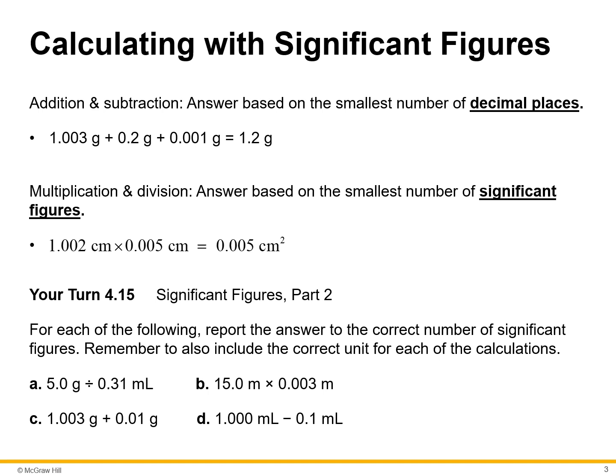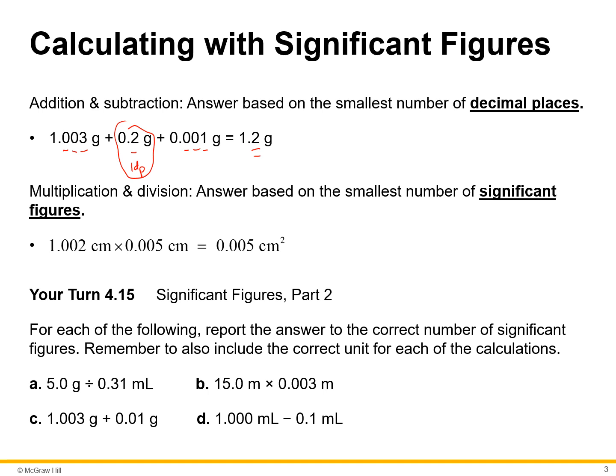This one has 1, 2, 3 decimal places. The next one has 1 decimal place, so I'll put 1 decimal place. And the next one has 1, 2, 3 decimal places. According to our rule, our answer should have the same number of decimal places as the smallest one in the question. The one with the least decimal places is this value here, so your answer will also have 1 decimal place. So 1.003 plus 0.2 plus 0.001 will come out to 1.2 grams, 1 decimal place.